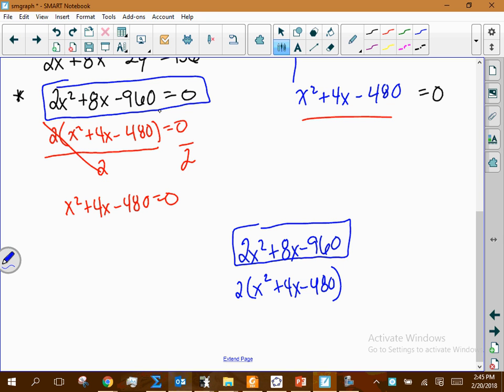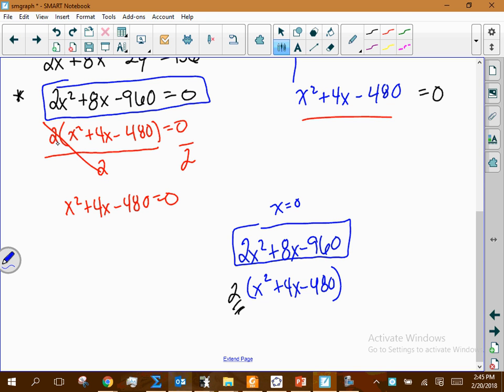This one up here is an equation, right? So I can do whatever I want to both sides. This is no longer an equation. So if I'm going to factor something out, that factor needs to stay. Because when I plug x in to be 0 here, I get negative 960, right? When I plug 0 in here, I better get the same negative 960. And if I let the 2 disappear, I only get negative 480. Okay? So when you factor a GCF out of an expression, it needs to stay.